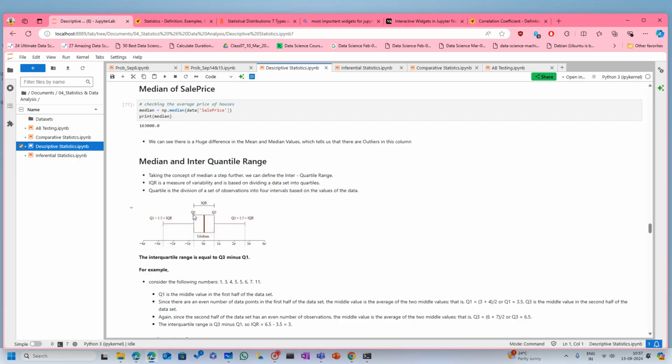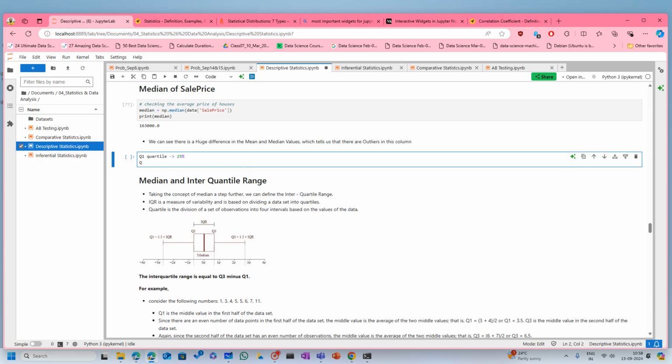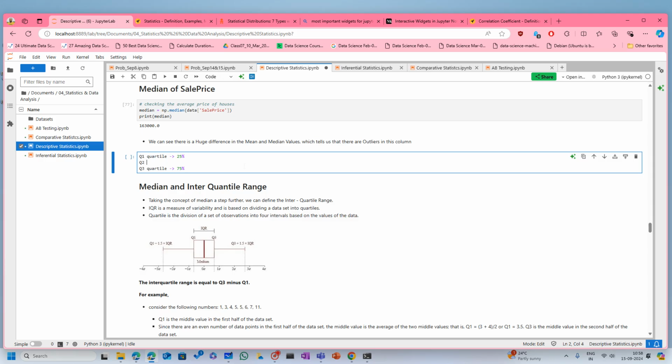So generally Q1 we call as the 25th percentile. Remember, this is important. Q1 quartile is nothing but the 25th percent of the values. Q3 quartile, we don't worry much about the Q2 quartile, is the 75th percentage of the values. Although we don't generally use the Q2 quartile, it is just for the sake of knowing things. So Q3 quartile means 75th percent values, and Q1 quartile means 25.